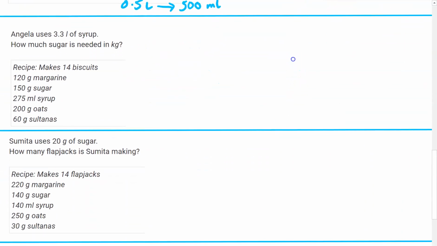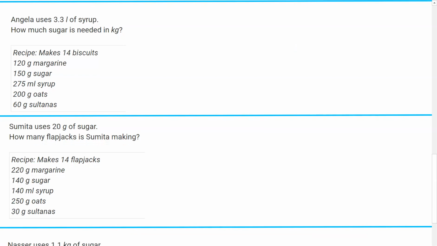Now, they're not always going to ask you to do every single ingredient. Sometimes they can put one ingredient in. Other times they might say, well, how much can I make if this is how much, in the first instance, how much syrup it is. So we've got 3.3 litres of syrup. So this has been turned into 3.3 litres. Or what might be more helpful is if this was in millilitres. So that's 3,300 millilitres. Because that's what she uses here.